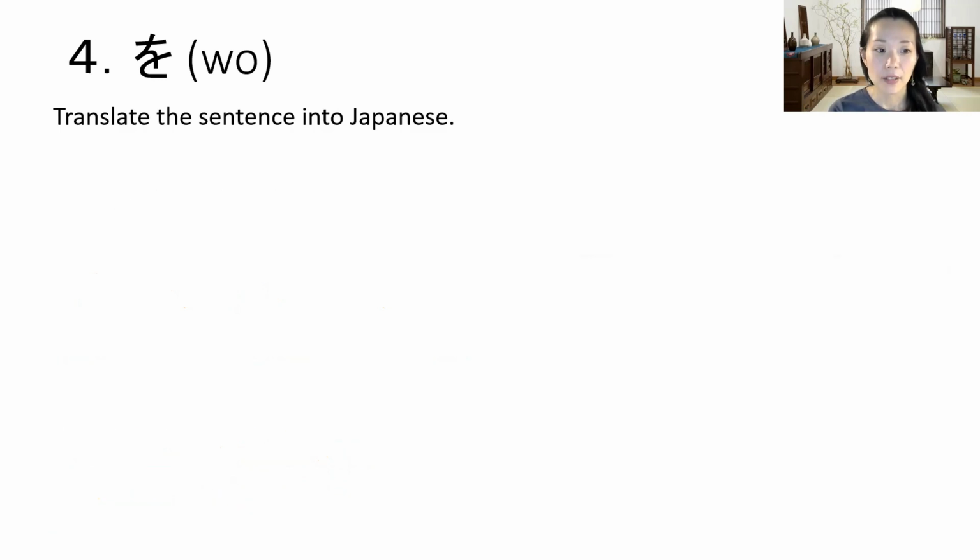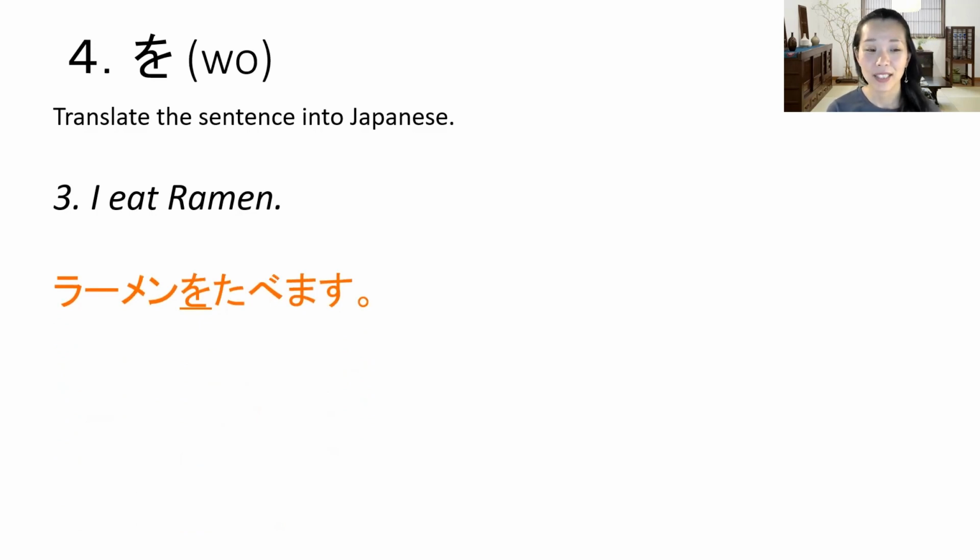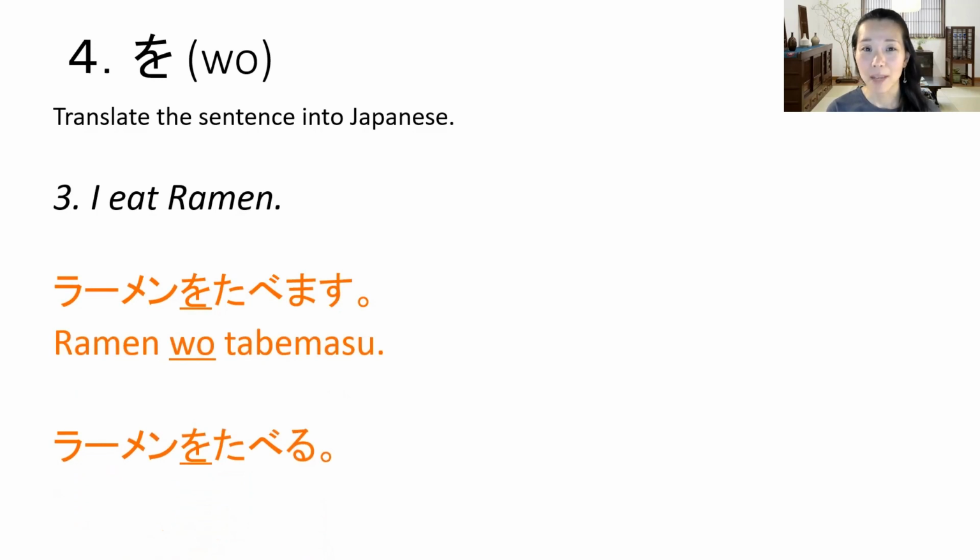Okay, one more sentence. I eat ramen. How would you say that? The answer is ラーメンを食べます。Repeat after me. ラーメンを食べます。Or you can say simply ラーメンを食べる。ラーメンを食べる。Okay, so that's it for today's lesson.